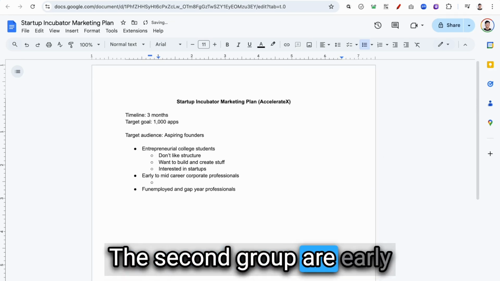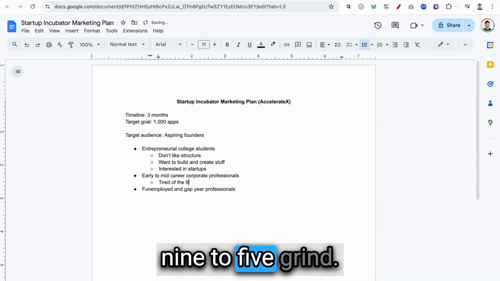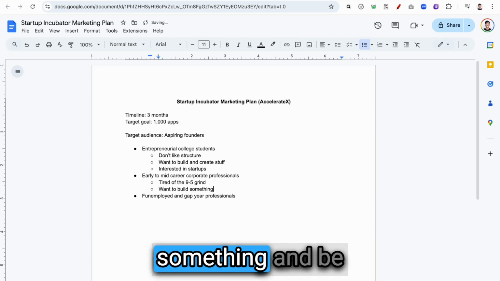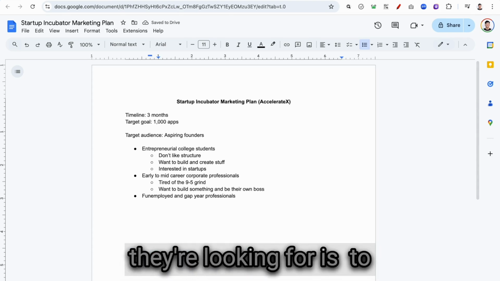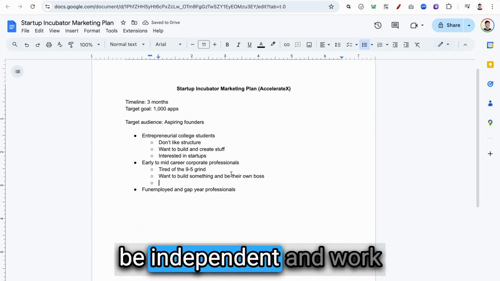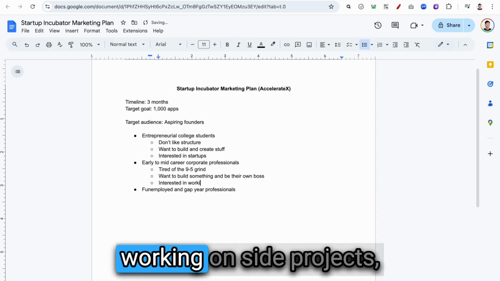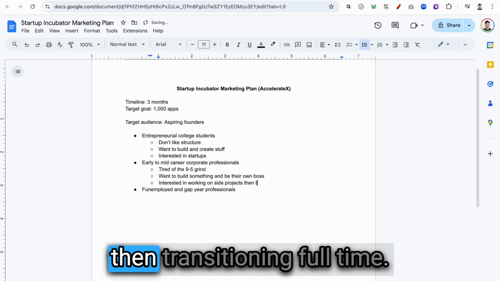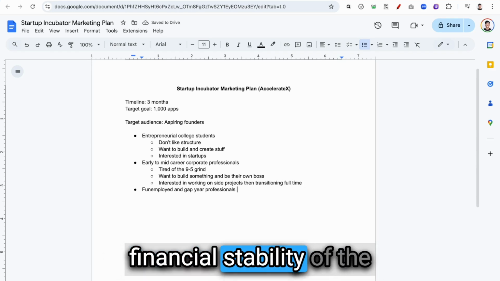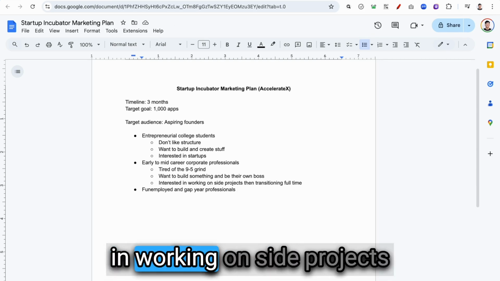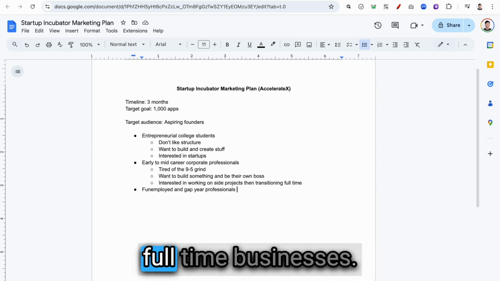The second group are early to mid-career professionals. They're tired of the 9-to-5 grind. They want to build something and be their own boss. So a little different from college students. What they're looking for is to be independent and work on their own business. They're interested in working on side projects, then transitioning full-time. They might still value the financial stability of the job, but they're interested in working on side projects and then potentially turning those side projects into full-time businesses.